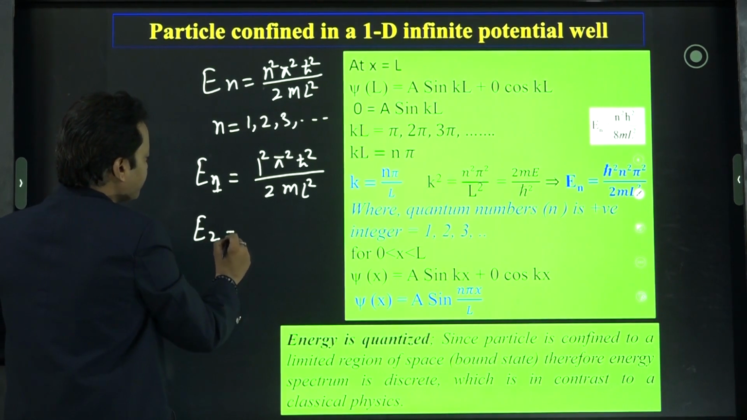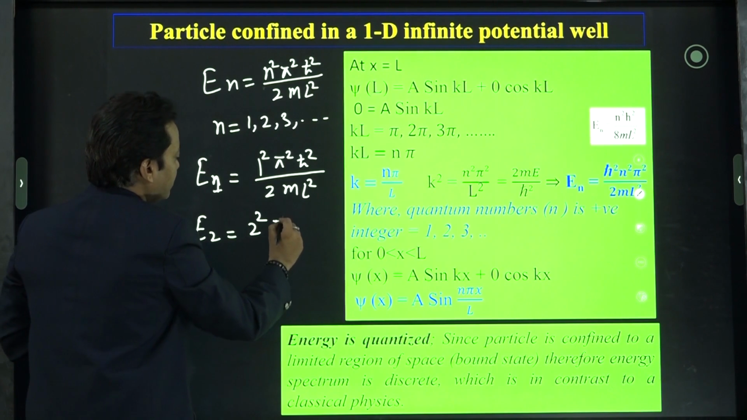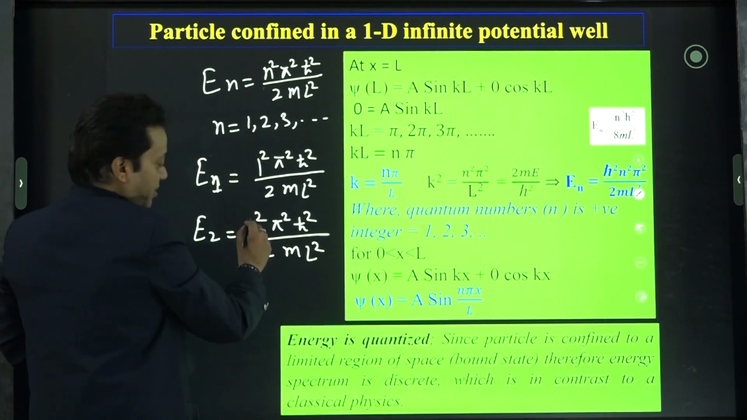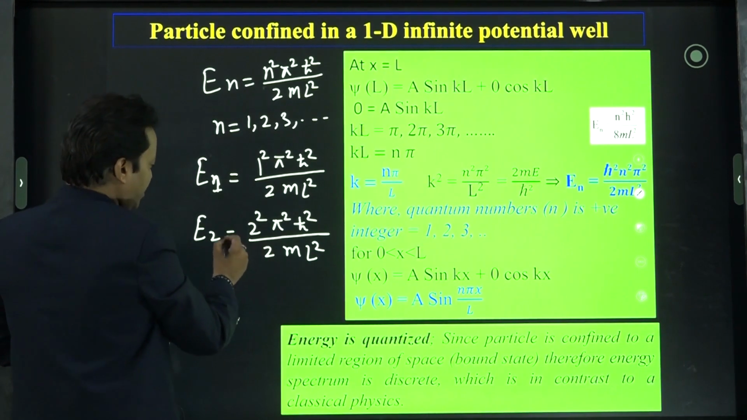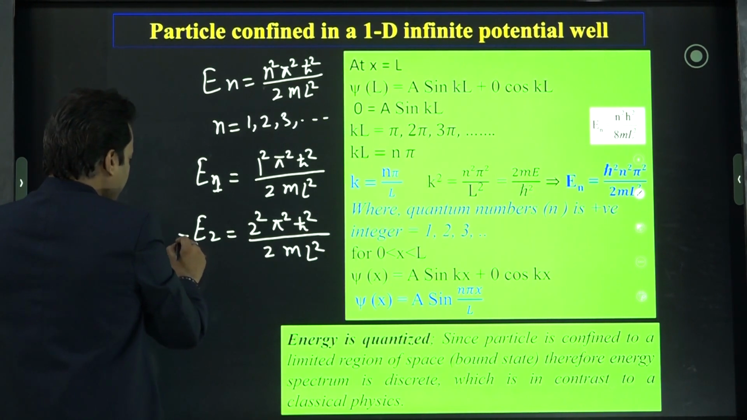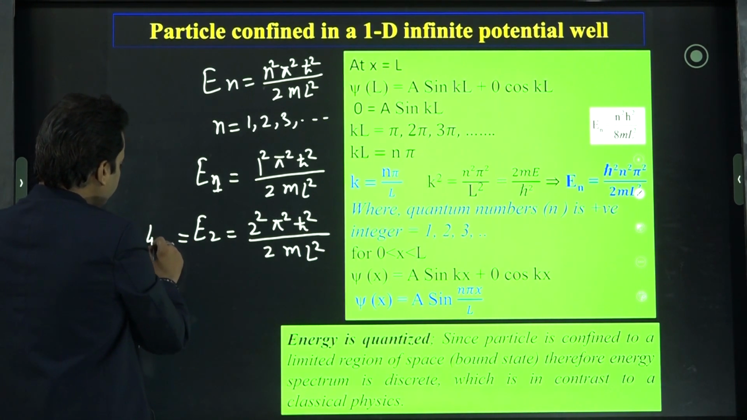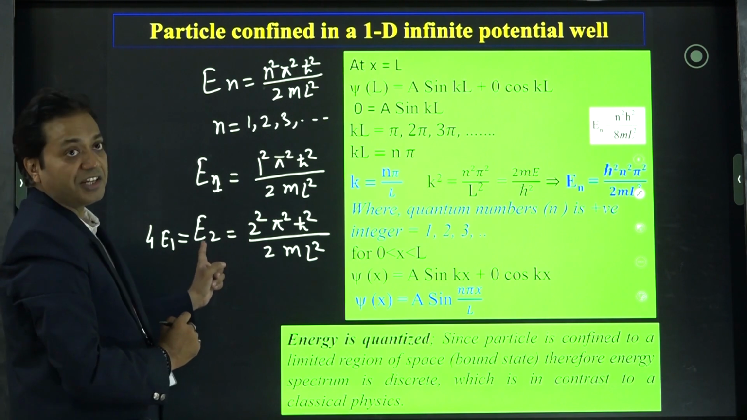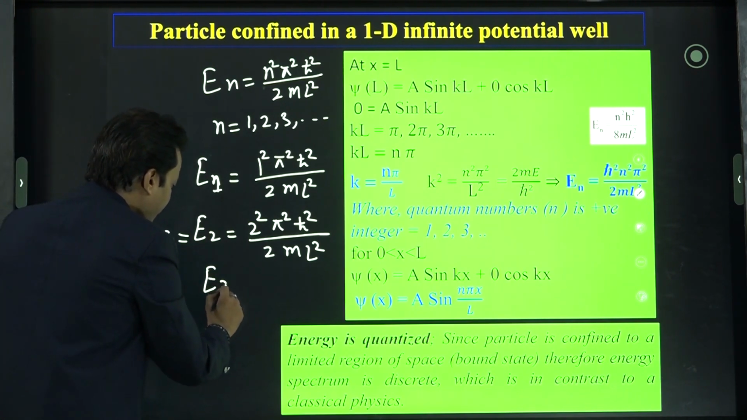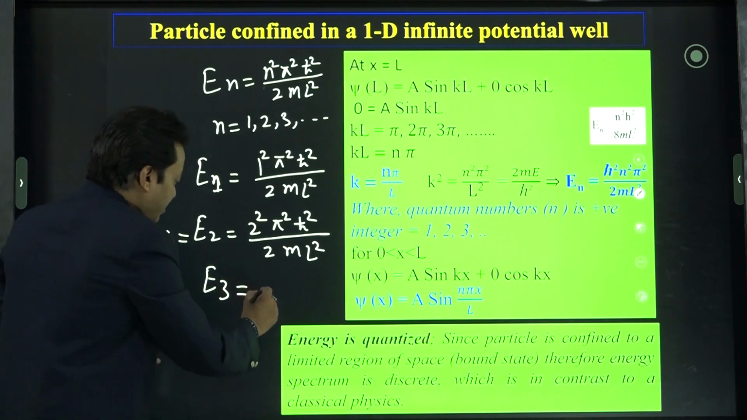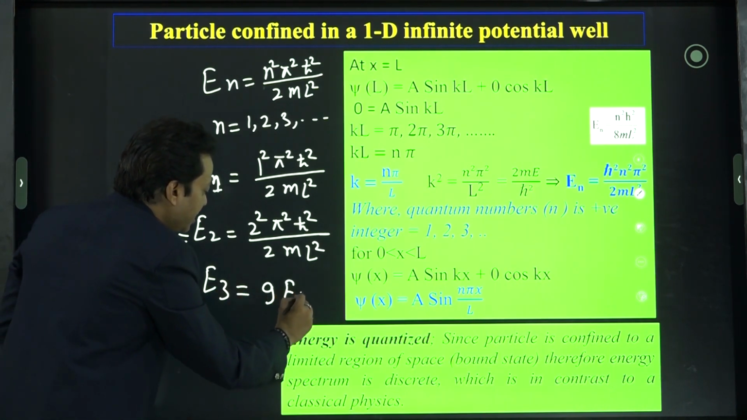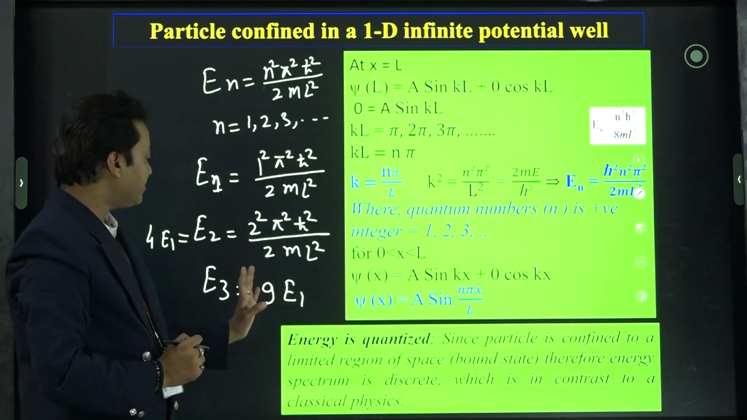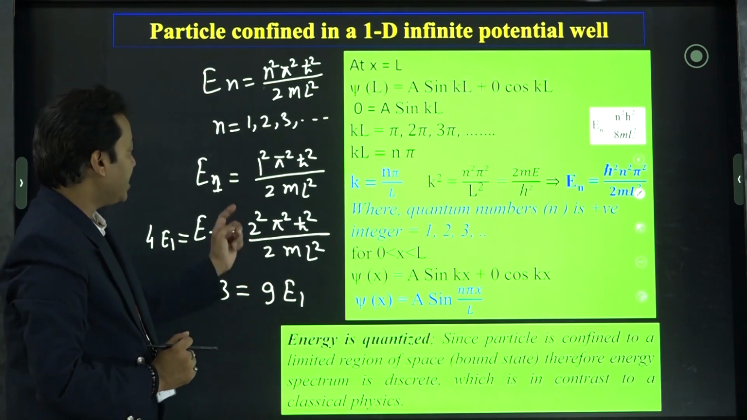So, E2 will become 2 square pi square h cross square over 2 m L square. So, 2 square is 4. This also can be written as 4 times of E1. If you check this, 4 times of E1 is E2. What will be E3? Can you guess? For E3, E3 will be 9 times of E1, because 3 square is 9, and the same thing will come again. So, it will become 9 times of E1.